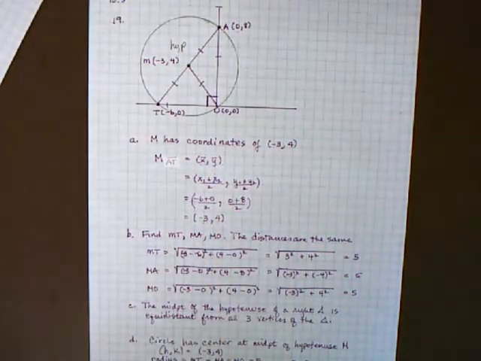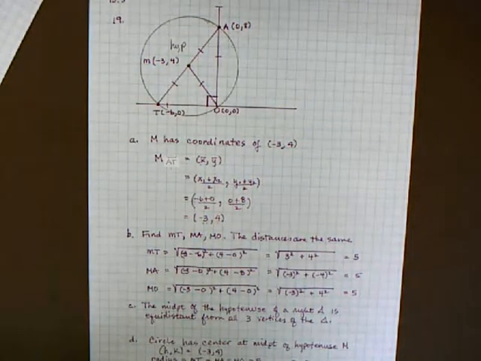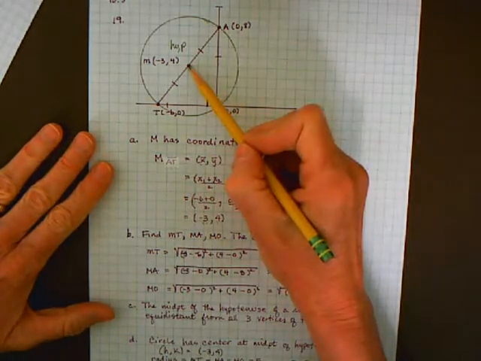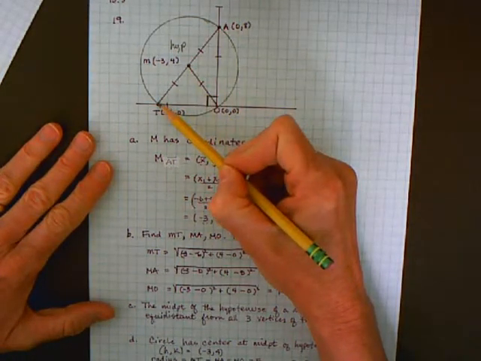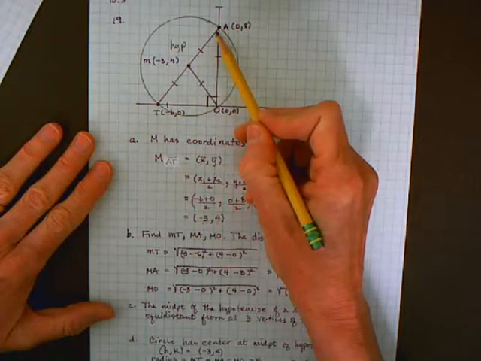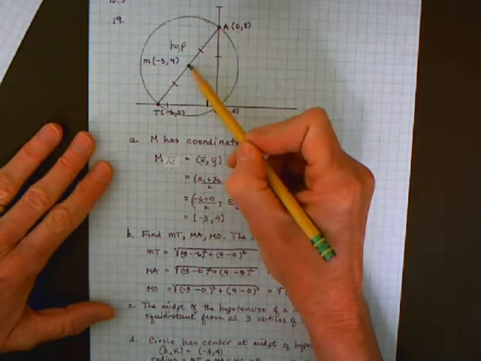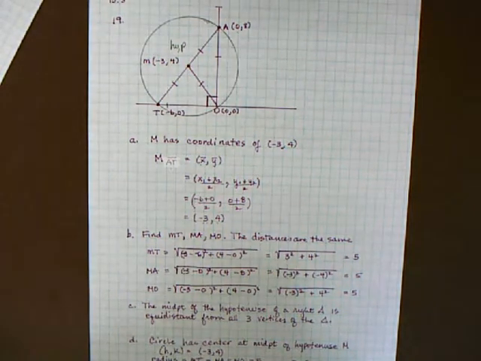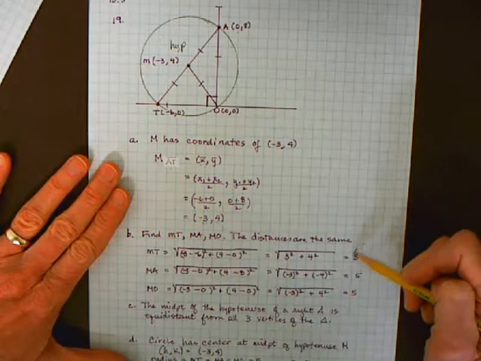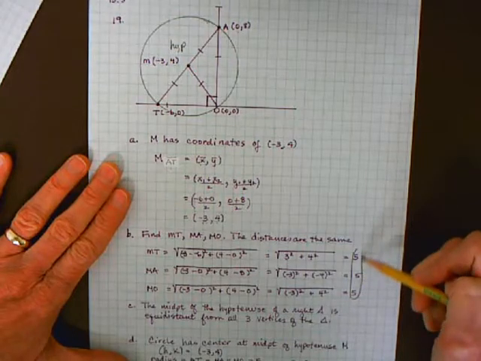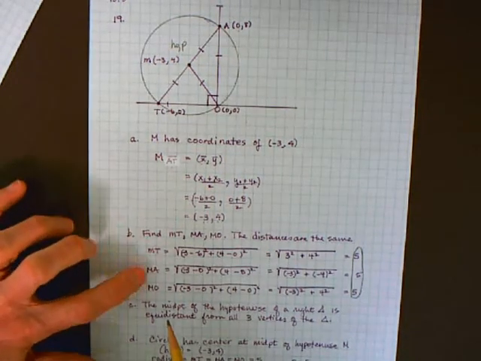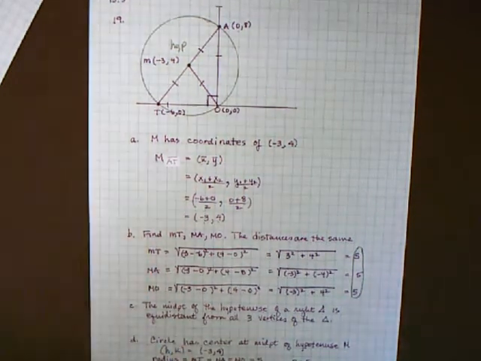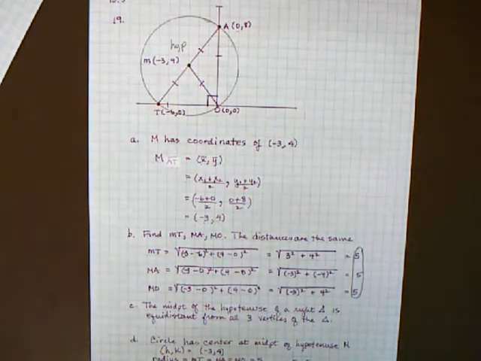Then we've got to find three distances. We have to find MT, which is this midpoint of the hypotenuse to the vertex. MA, same deal, midpoint to another vertex, and MO, midpoint to the third vertex. Now, if you remember, we had a theorem a long time ago that said the midpoint of the hypotenuse of a right triangle is equidistant from all three vertices. So what I expect to see is that my distances MT, MA, and MO are all the same. So they better be all the same. This is kind of a way I can check myself.